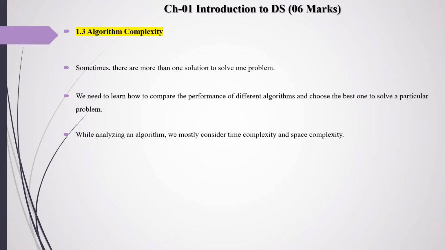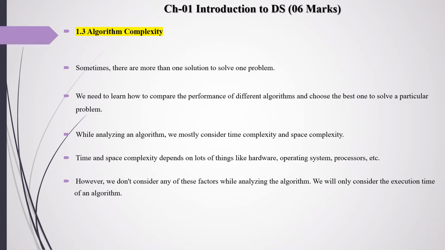While analyzing an algorithm, we mostly consider time complexity and space complexity. Time and space complexity depend on a lot of things like hardware, operating system, and processor. However, we don't consider any of these factors while analyzing the algorithm. We will only consider the execution time. So time complexity and space complexity only depend on execution time of algorithm.